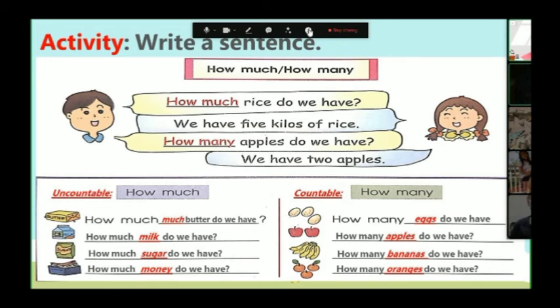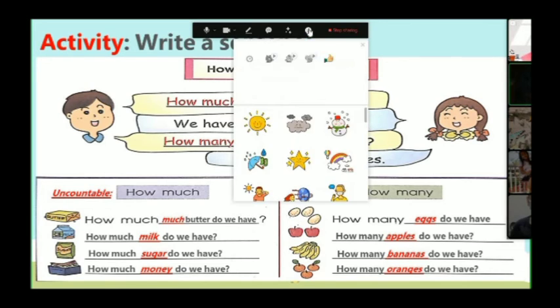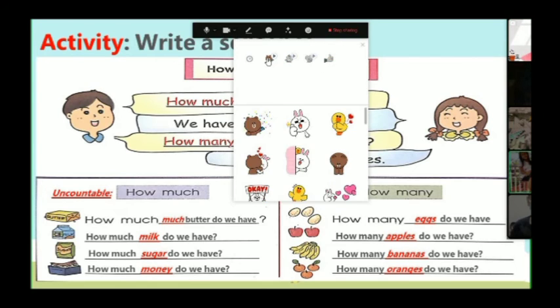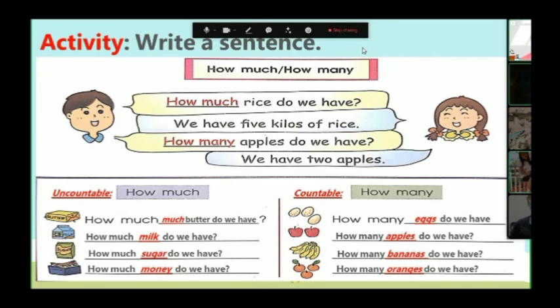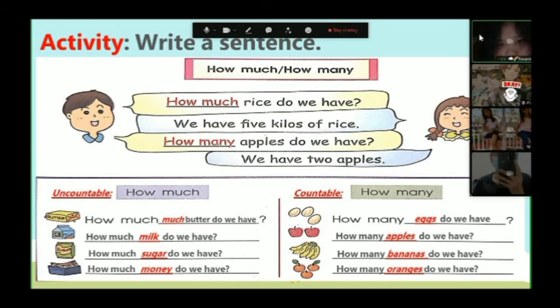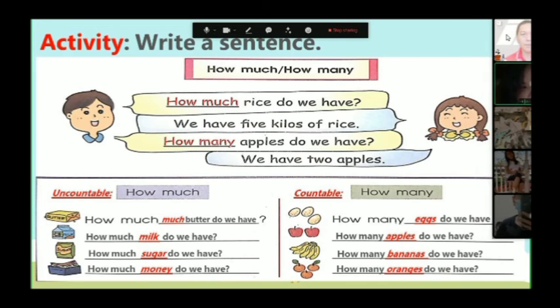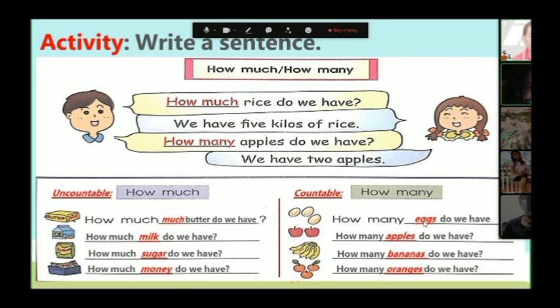So what did you learn today? Students, what did you learn today? We learned how much, how many. So, practice your letter S sound, okay? Because the letter S sound makes the word plural, meaning many. When we say eggs, it means many.